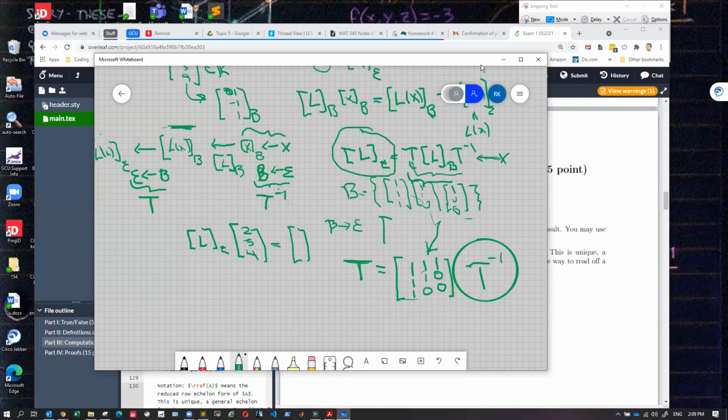And then the L with respect to B, is that what we get from multiplying? No. You got that. That's the one you were given. You were given something like L of y1.